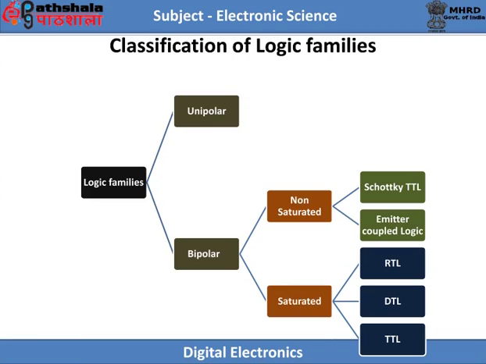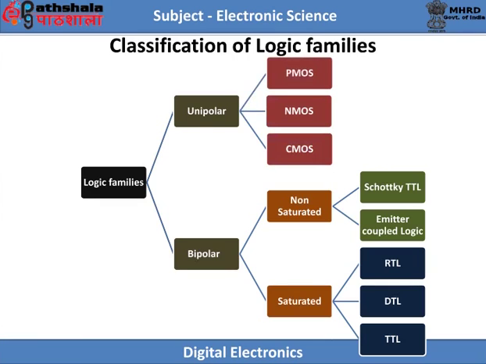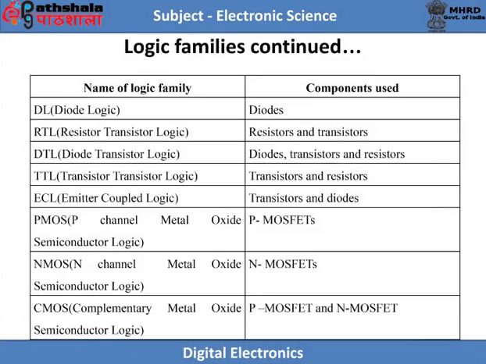Unipolar ICs are also classified as PMOS, that is P-channel MOSFETs, NMOS, that is N-channel MOSFETs, and CMOS, that is complementary MOSFETs. Out of the logic families mentioned above, DL, RTL, and DTL are not much useful due to some inherent disadvantages, while TTL, ECL, and CMOS are widely used in many digital circuit design applications.